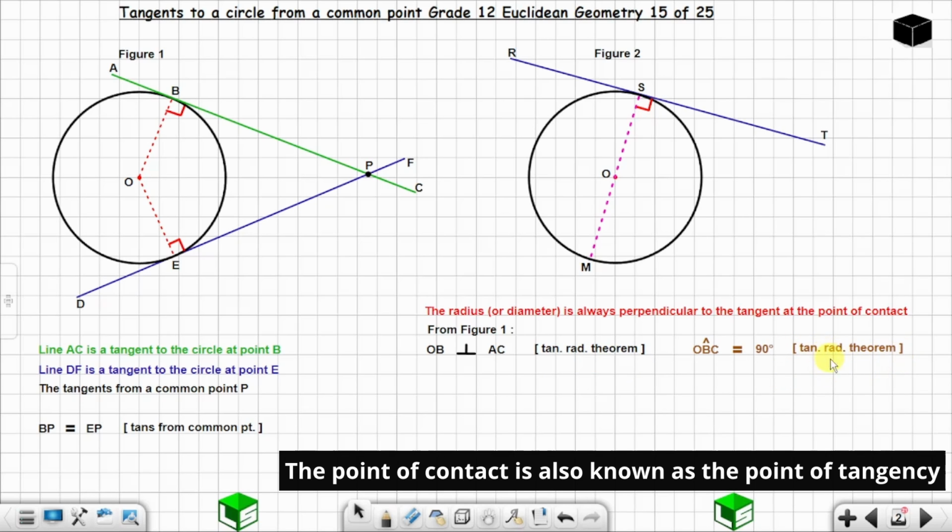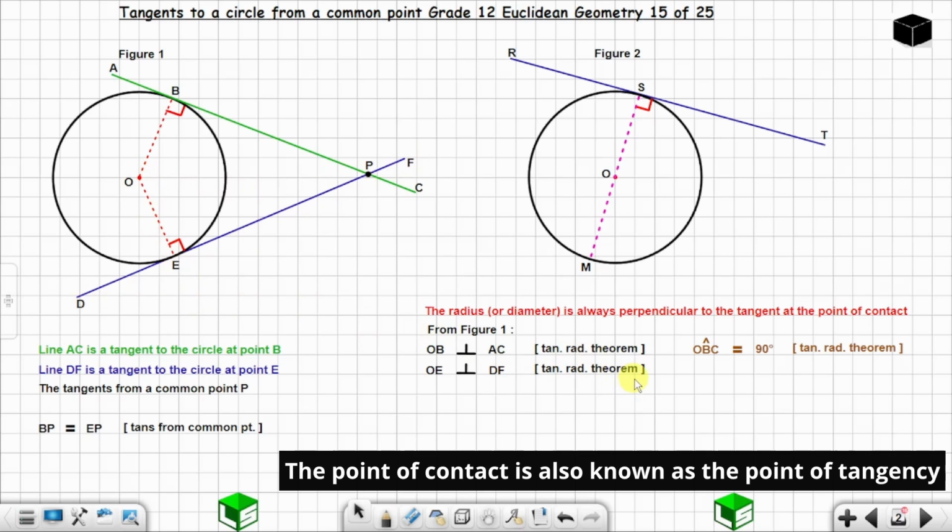Okay, tan-rad theorem. You can also say OE is perpendicular to DF in figure 1. So the reason is tan-rad theorem, the tangent radius theorem.